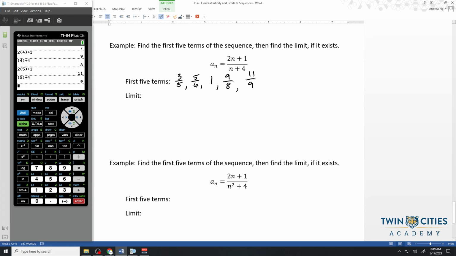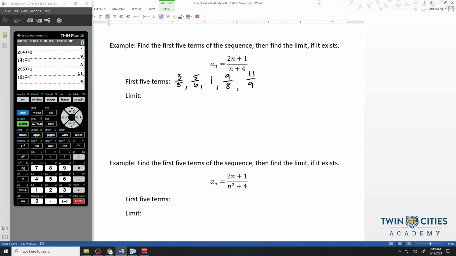So what is this limit then? Is it converging somewhere? I could do the same thing where I could say, what's the highest power on top? This would be n to the first power. What's the highest power on bottom? This would be n to the first power. So they're equal to each other.